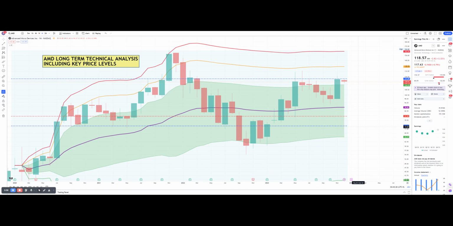He can also later take partial profit at 74 when it gets to the value area low of the volume profile. And again, another partial profit at around 82, which is the POC. So these are the key levels. This was the AMD long-term technical analysis, including key price levels.